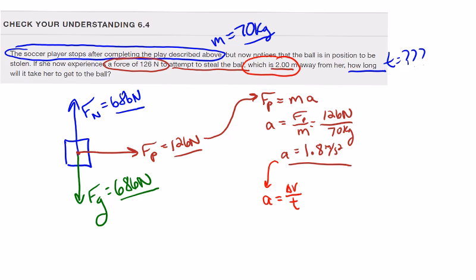And it just mentions that she now notices that that ball is in a position to be stolen. And it says that she stops after completing the play described above. So if I grab that, that tells me actually that her initial velocity is 0. So that was kind of a trick. I do actually know one of the velocities, but I don't know a final velocity. So I don't think this is going to be my best bet. I'm going to look for something else that has some kind of displacement in it.